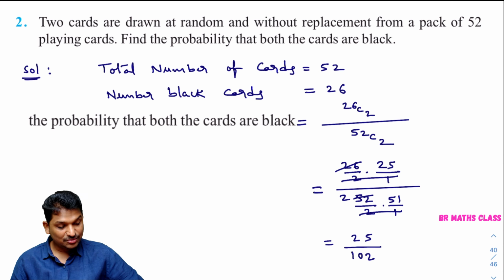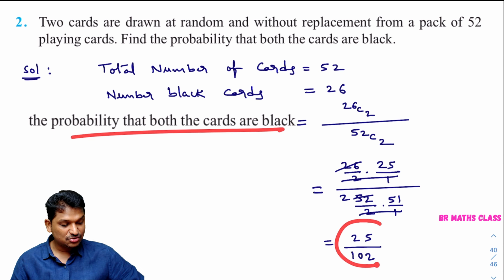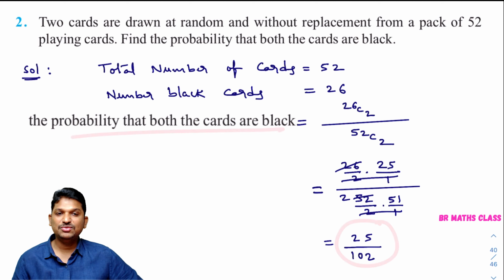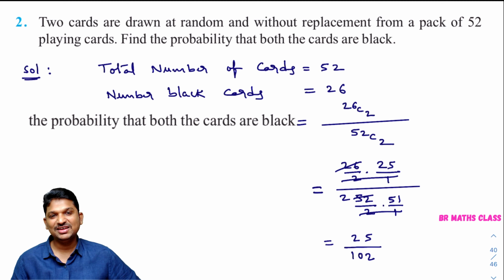So what is the probability that both the cards are black? It is 25 divided by 102. That is the answer. We got the answer very easily. Why use independent events concepts here? Why use the multiplication theorem on probability? Why use conditional probability? Not at all necessary. They are asking a question, and we wrote the solution in a direct method. I hope you understand this.